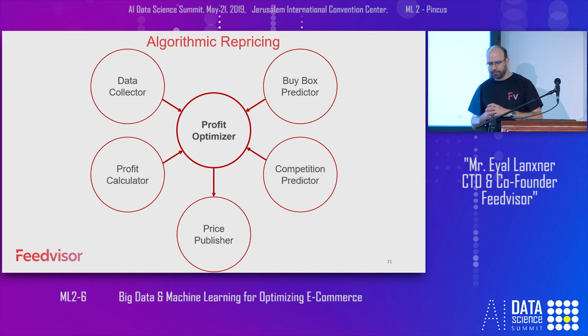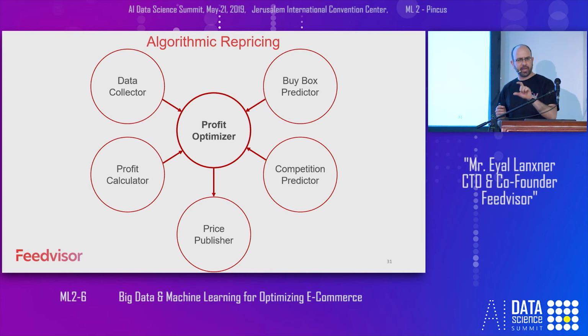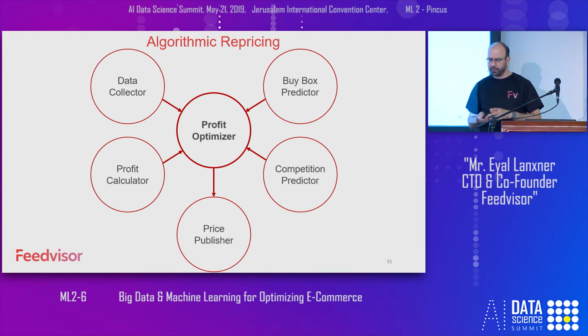And eventually we have the price publisher. This is the component that pushes the prices to Amazon. One of the main limitations that we have today is that Amazon has a quota of price changes that you can make per minute. So part of this is to understand which price is more critical to change and which one is less critical. That's part of the equation here.